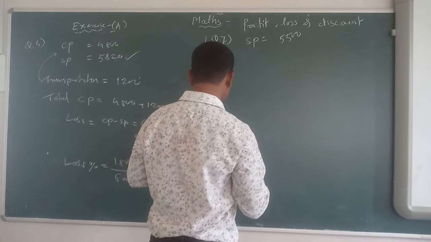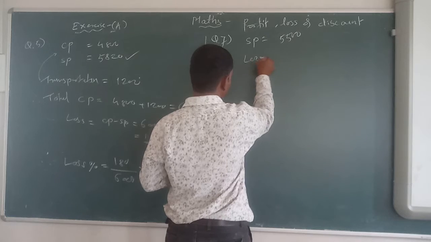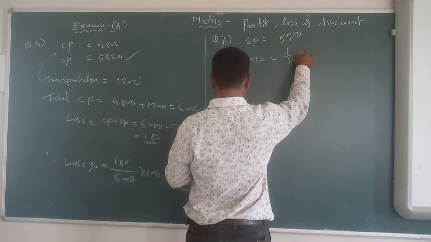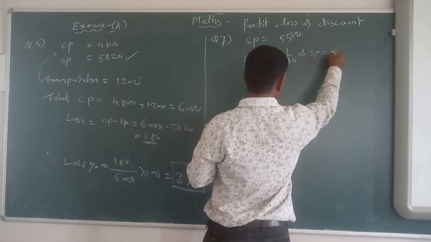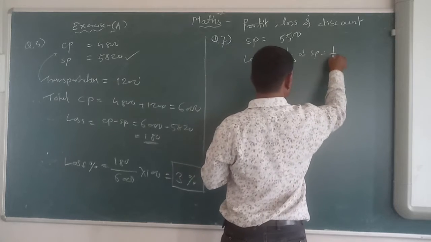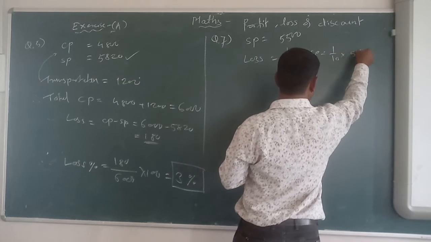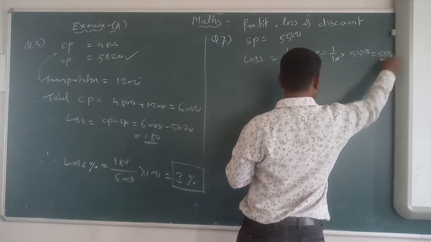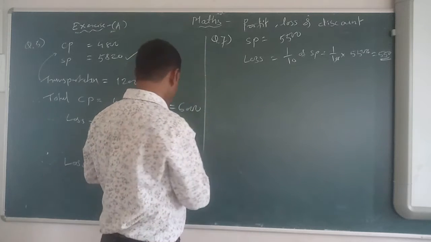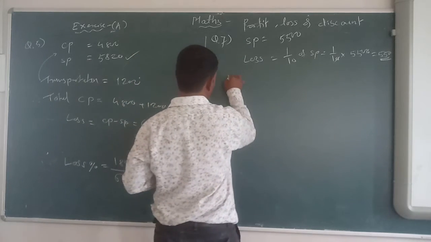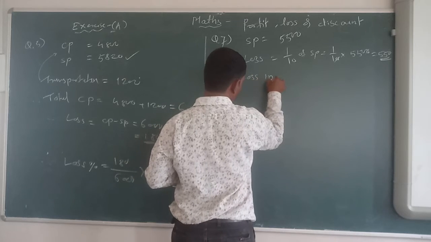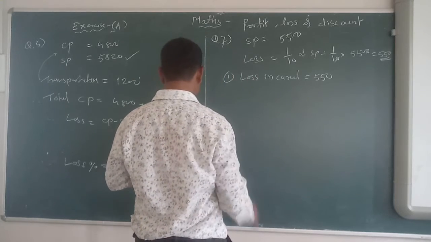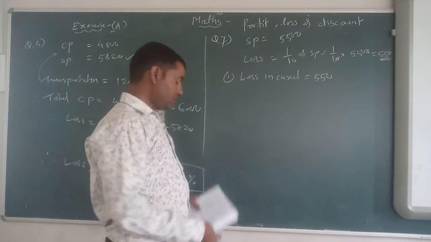Then loss is also given in fraction. That means 1/10 of SP. That means 1/10 of SP is 1/10 into SP, which is 5500. Okay, 0 cancel. So which will be 550. How much is the loss? 550. So how much loss incurred? Loss incurred equal to 550. Then we have to find the CP also.